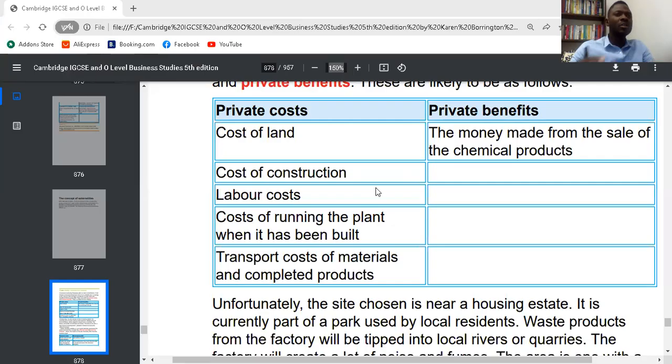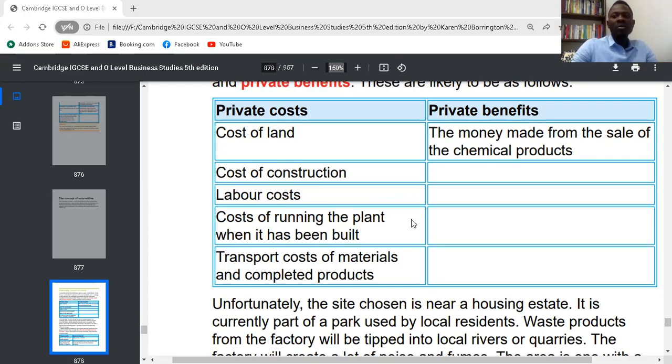So this business wants to build a factory. So it has considered its private costs: the cost of land, the cost of construction, labor cost, cost of running the plant when it has been built, transportation cost of raw materials. These are all its private costs. Then it believes that the private benefit will be the revenue, the sales made from this factory as soon as the factory is built.